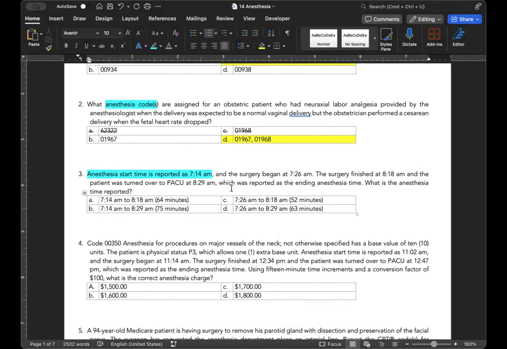Eight 18. Okay. Again, the surgery finished at 8:18, but they weren't turned over to the PACU until 8:29. And that's our ending time.